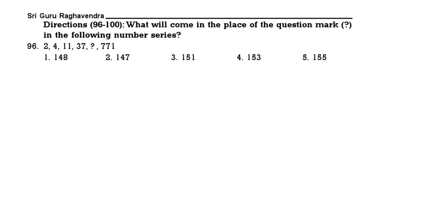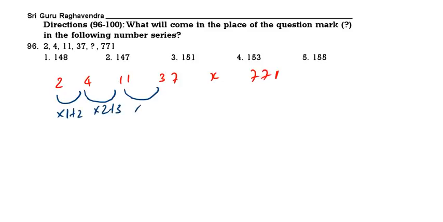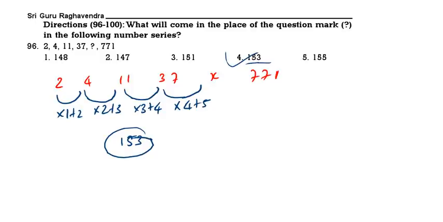Next question. What will come in the place of the question mark in the following series? 2, 4, 11, 37, question mark, 771. Now we have to identify which number will come in the place of the question mark. See this one: into 1 plus 2, into 2 plus 3, into 3 plus 4, into 4 plus 5, that is 153. 37 into 4 is 148, 148 plus 5, 153. Next question.